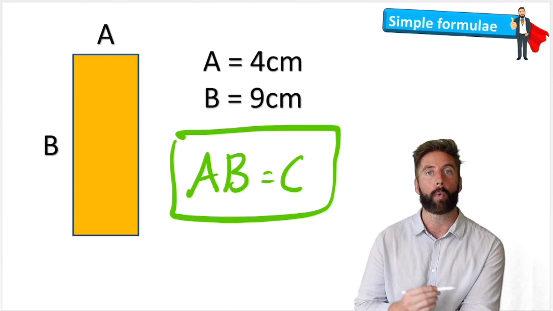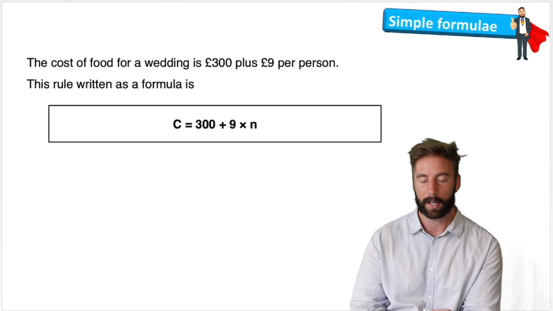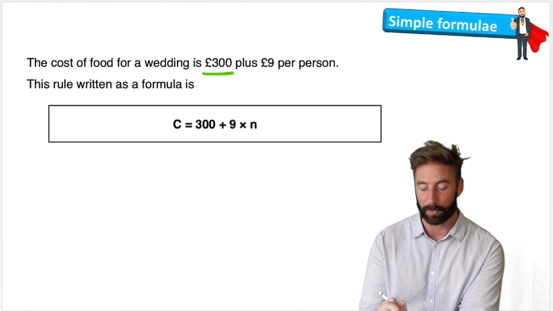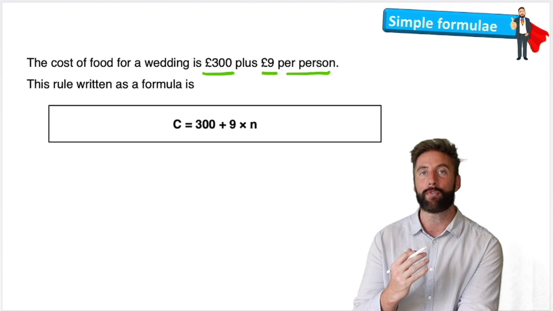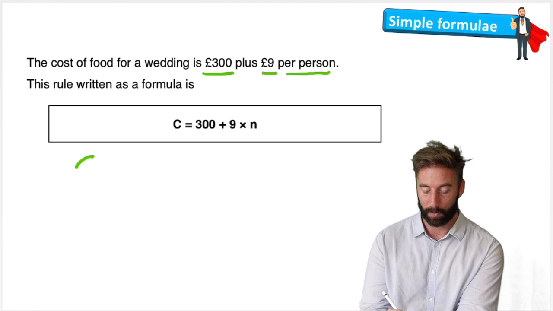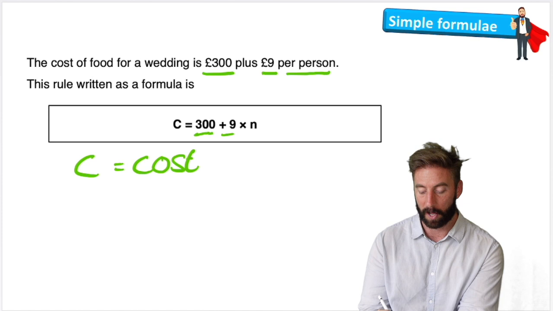Okay, let's see how else formulas can be used. Let's look at this statement. The cost of food for a wedding is £300 plus £9 per person. This rule can be written as a formula, and the formula would be C, and in this case, C will stand for cost, equals 300 plus 9 times n.